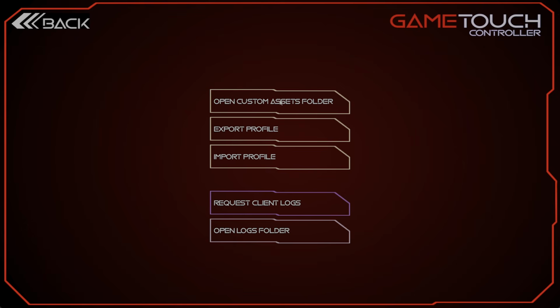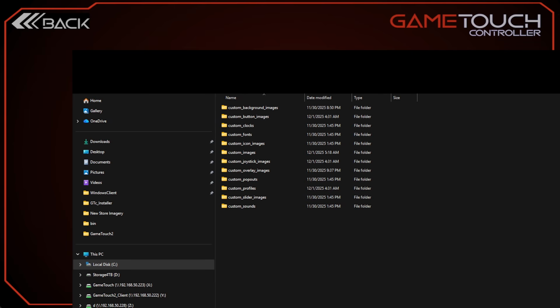The open custom assets folder. This is going to bring up the folder in Windows where all your custom assets get placed if you want to make your own profile. So if we press that, in here will be all of the folders that contain the custom assets.